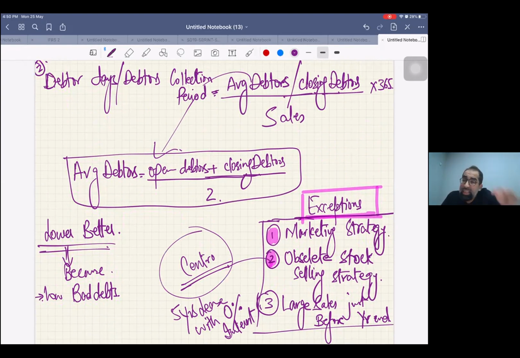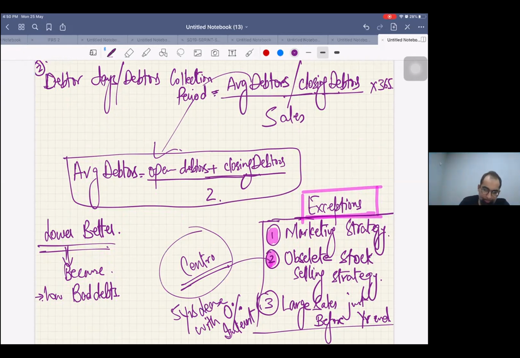So in other words, the Centro company increased the debtor days to 5 years. Why? Because the model flopped, the car flopped, and they had manufactured a lot of cars, so they had to bear holding costs. So it's better to sell them on any terms. So again, this is not bad.